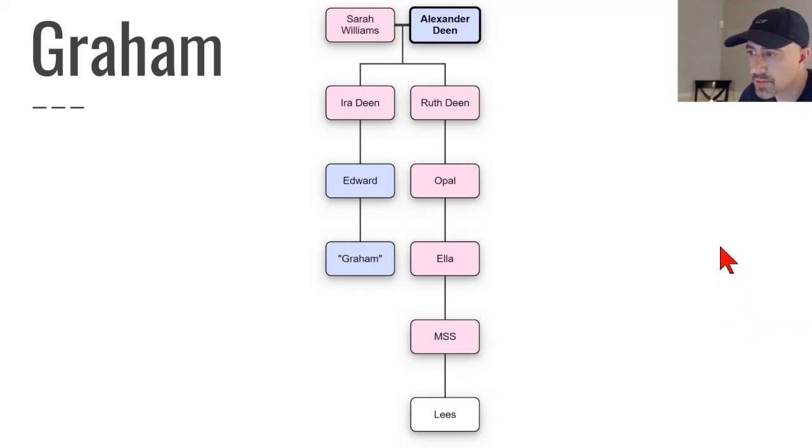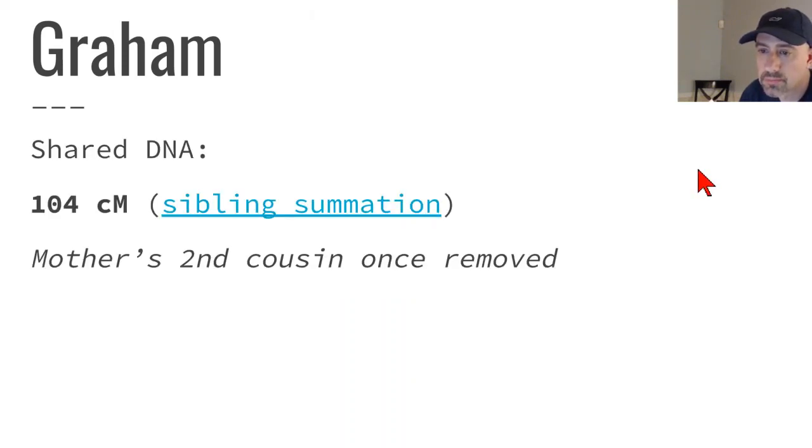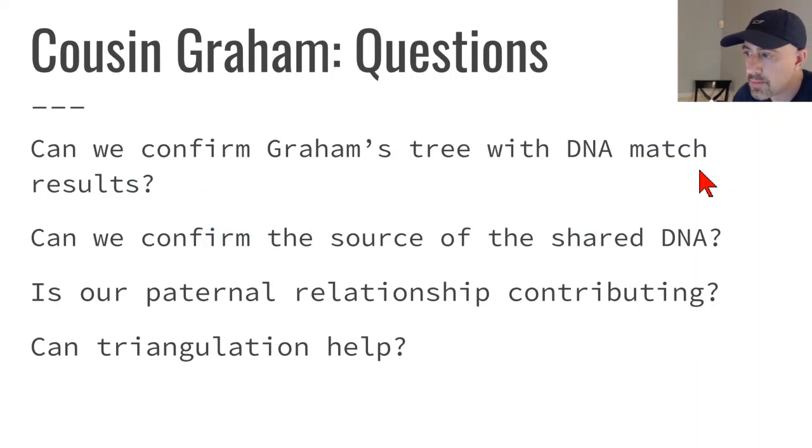So this illustrates the closer relationship, the second cousin twice removed relationship. This is Graham, this is my family, and these are our closest shared ancestors. So looking at the DNA that Graham shares with my family, it comes to a total of 104 centimorgans, which fits nicely with my mother's second cousin once removed relationship with Graham. So we have a good amount of DNA to work with, and that generates some questions.